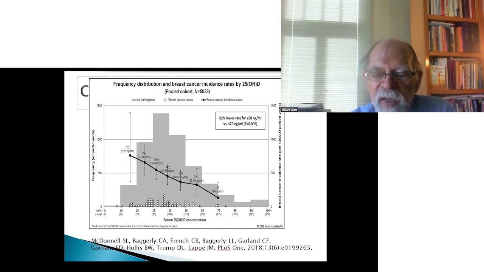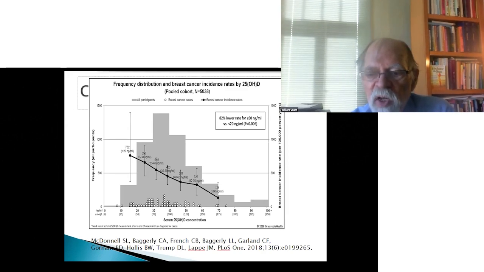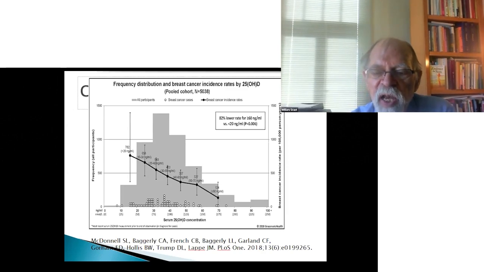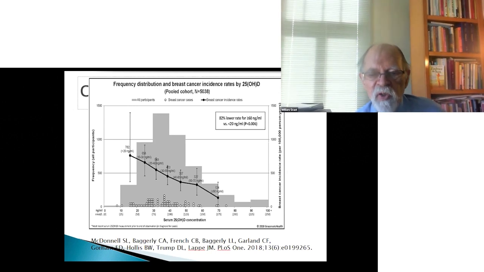Now, there are other factors involved. For example, those with the higher concentrations had a lower BMI, more like 24, 25, than those in the Nebraska studies who had a BMI more like 30. So BMI also affects concentration. But you want to look here at, say, going from 30 to 40 nanograms in the middle.